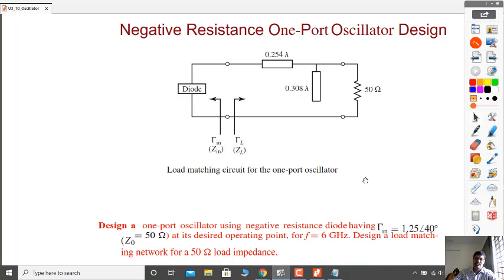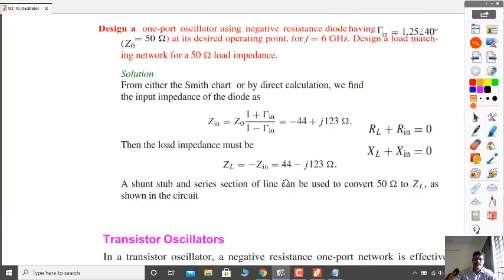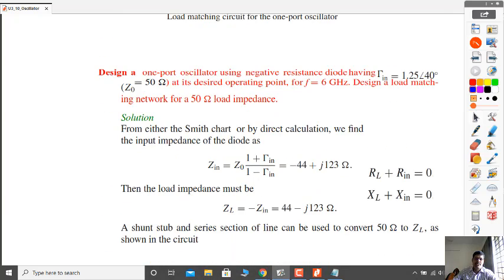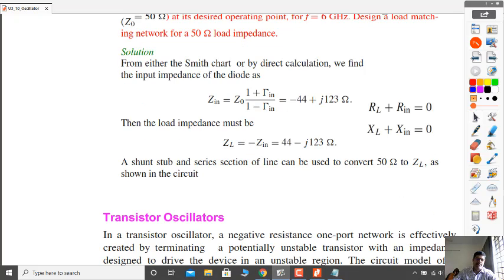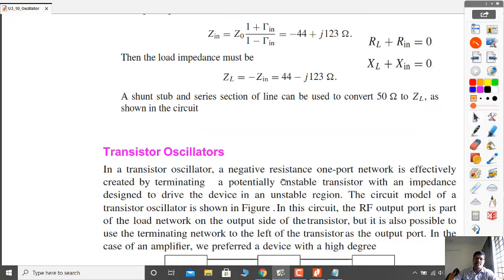So this is the procedure to design the transformation network to transform the 50 ohm actual load into the required gamma L or corresponding ZL using the Smith chart. So this completes the design. In the next class we will discuss the transistor oscillator and its design techniques.